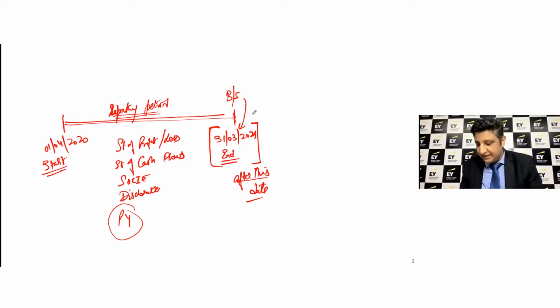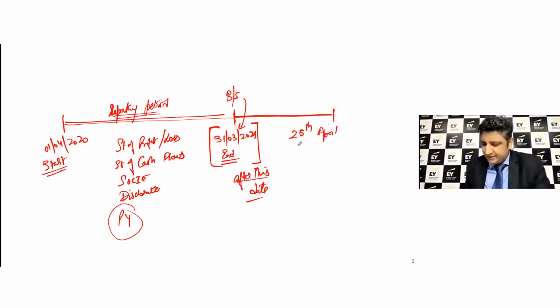If something happens, let's say after 31st of March 2021, so let's add to the timeline, for example, 25th of April. Okay, just a random date. Should I take into consideration something that has happened on 25th of April while preparing my financial statements for the year ended 31st of March 2021? That is the question the standard is trying to ask us.